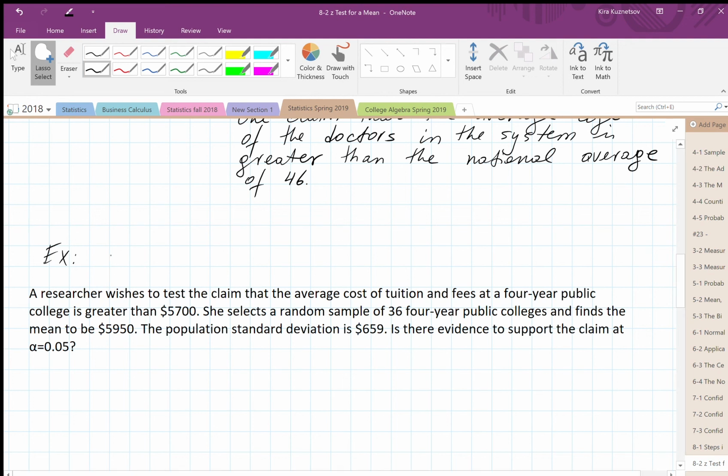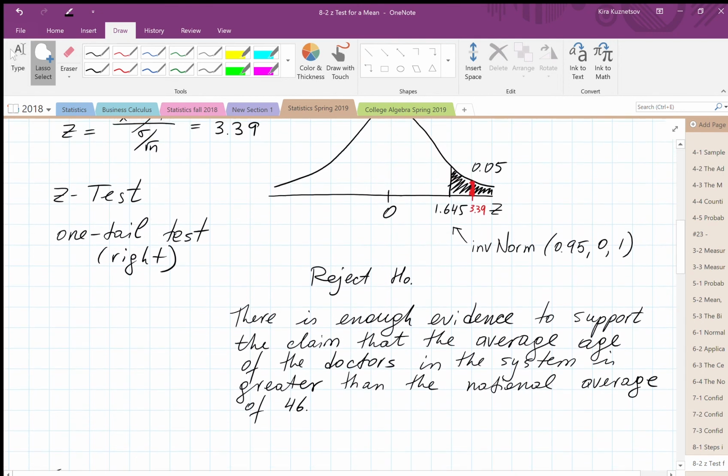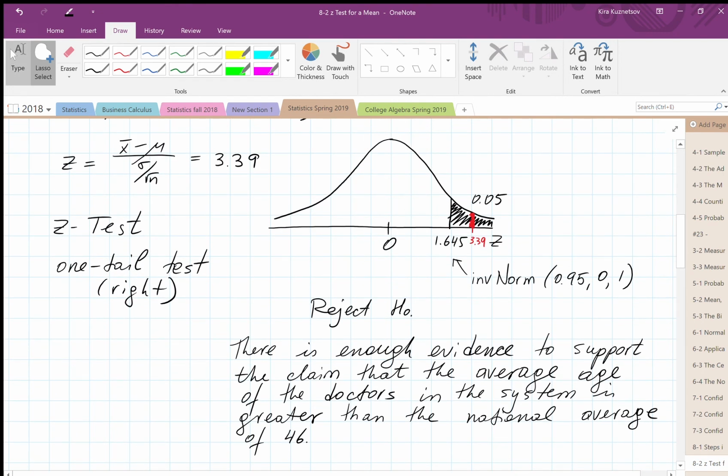This is example 8-5 in your book. A researcher wishes to test the claim that the average cost of tuition and fees at the 4 year public college is greater than $5,700. I think I skipped the problem. Why don't I end this video with this example, and we're going to continue on the next example, comparing the traditional method with the p-value method. I'll do this on the next video.